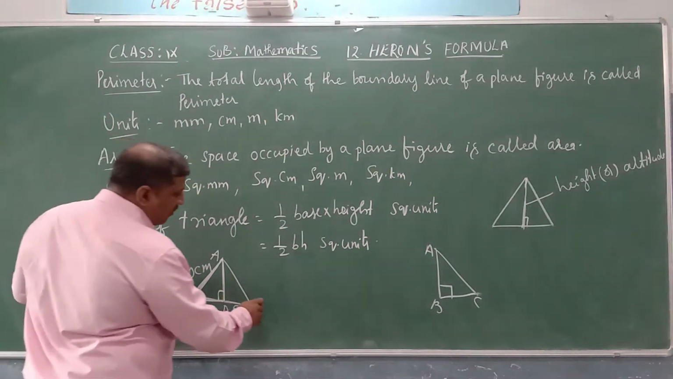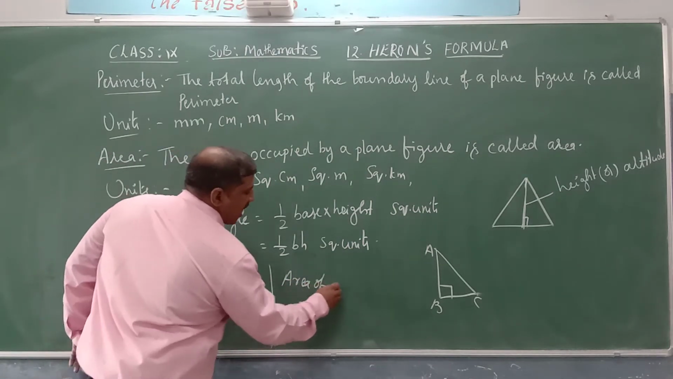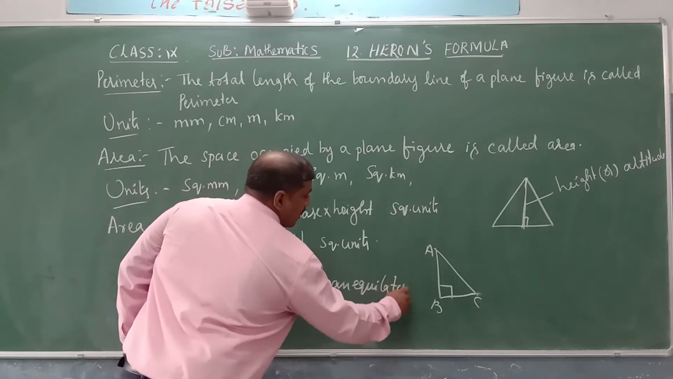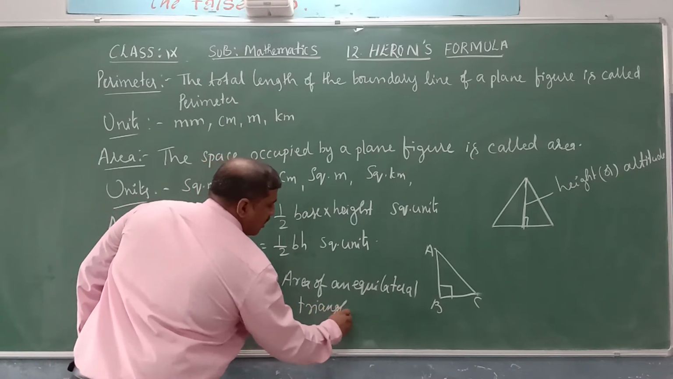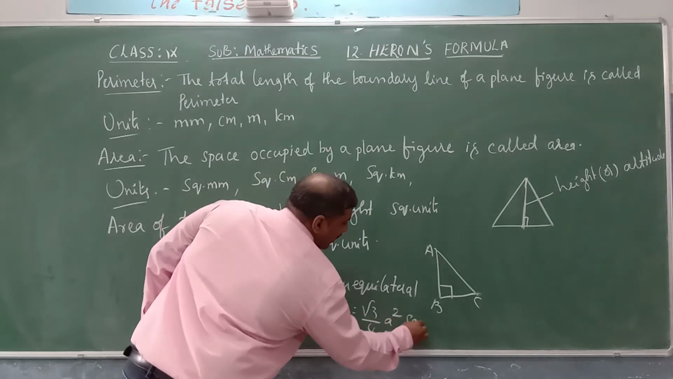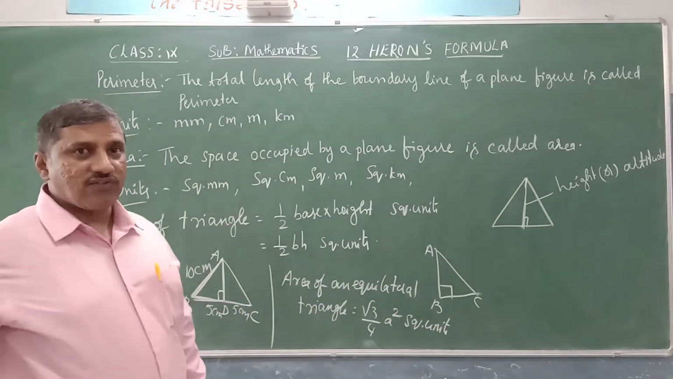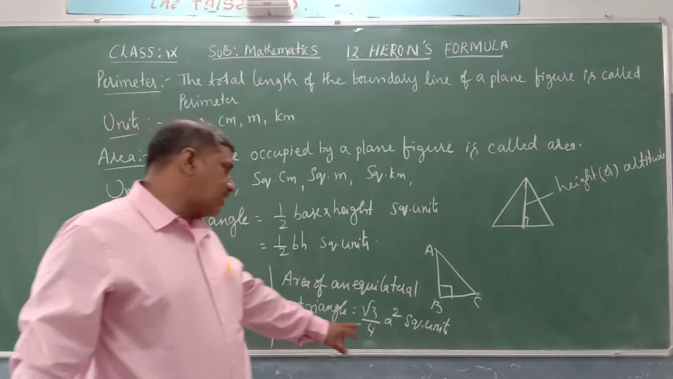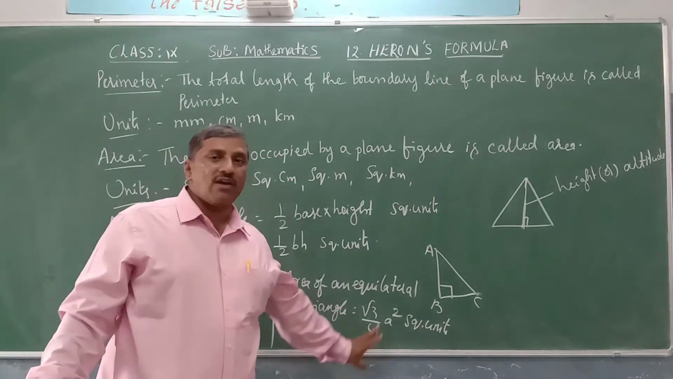There is another formula for the area of an equilateral triangle. What is it? It is root 3 by 4 a square units, where a stands for the length of each equal side. Root 3 by 4 a square. Now here we know the side is 10 centimeters, so directly we can apply it and we will find the area.